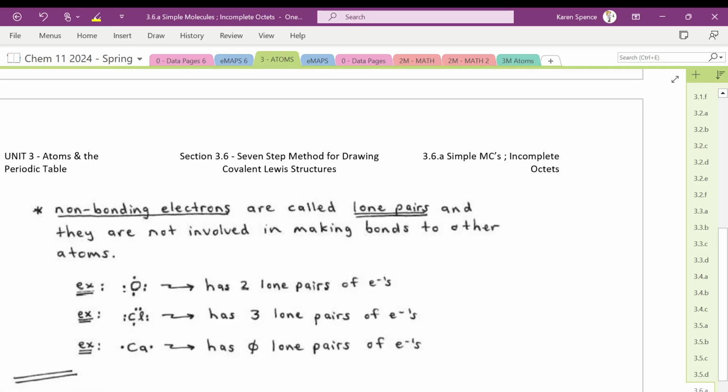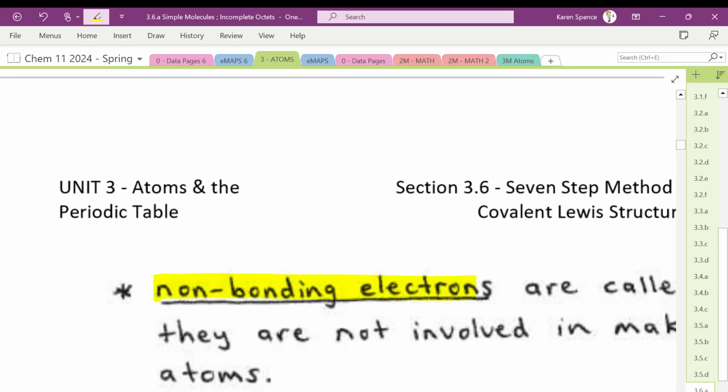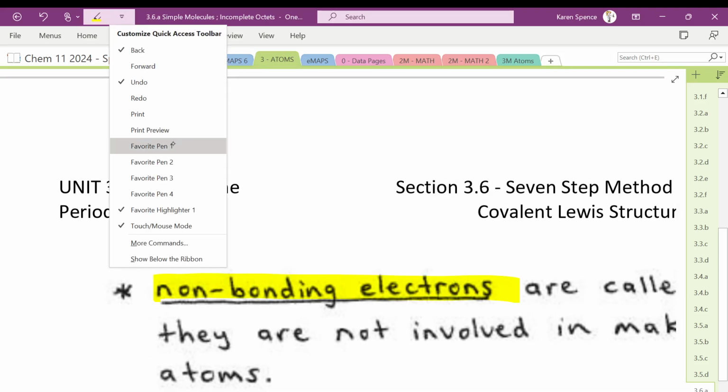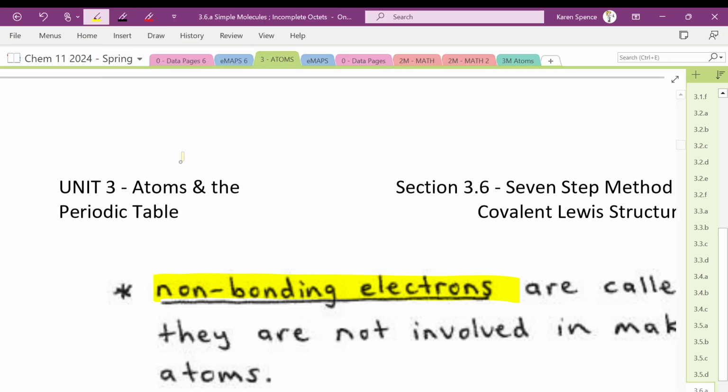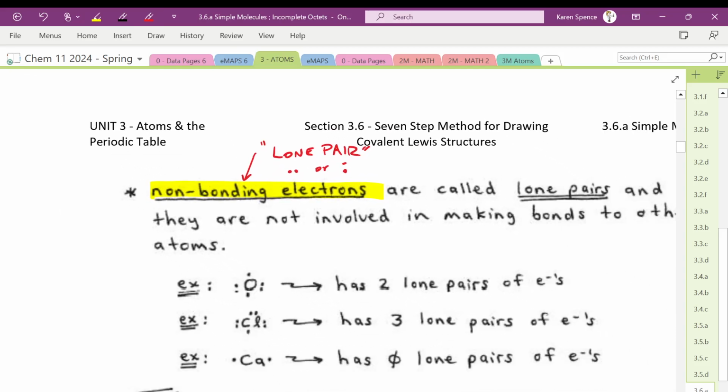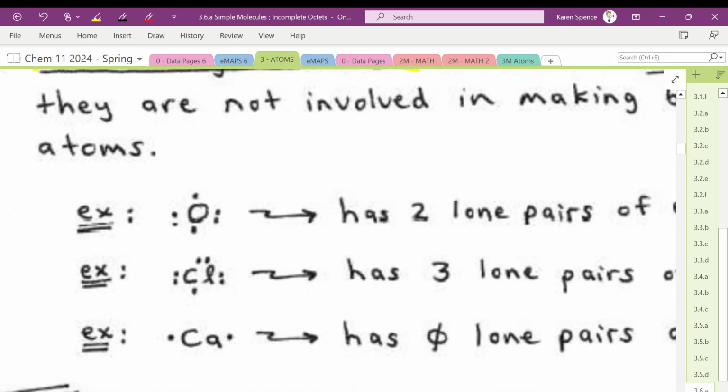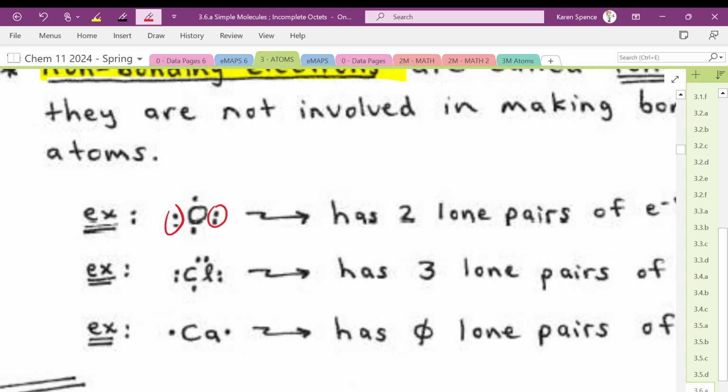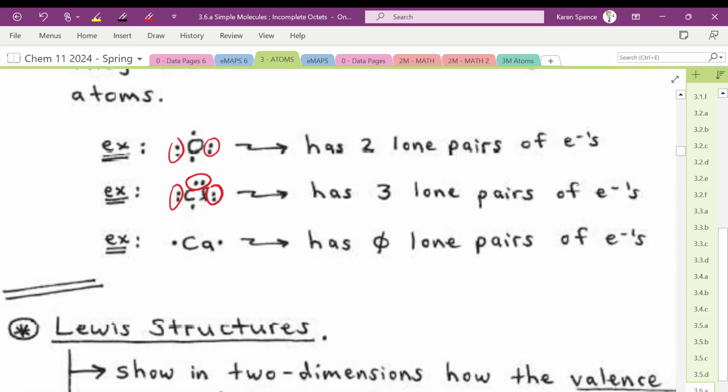All right, and we already know, what do we call the non-bonding electrons? Those are called lone pairs. And how do we draw a lone pair? Either like this or like this. So oxygen has 2 lone pairs, chlorine has 3 lone pairs, and calcium has no lone pairs.